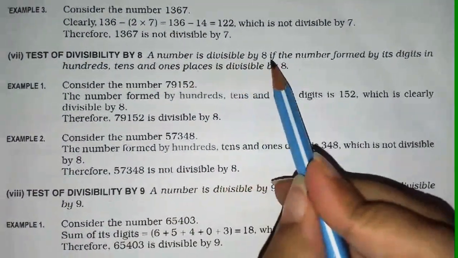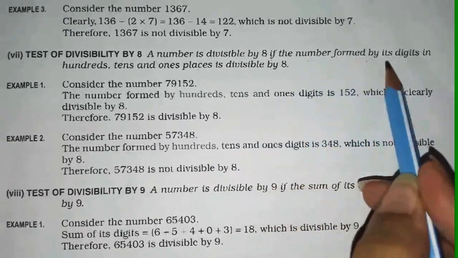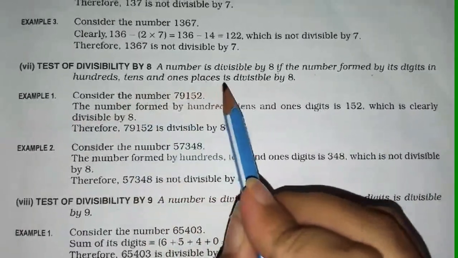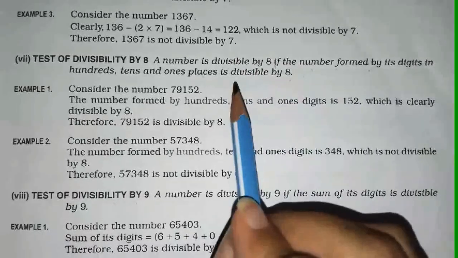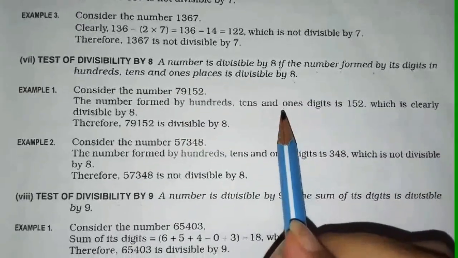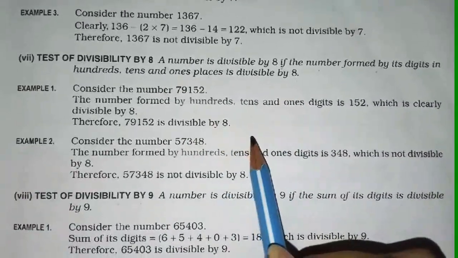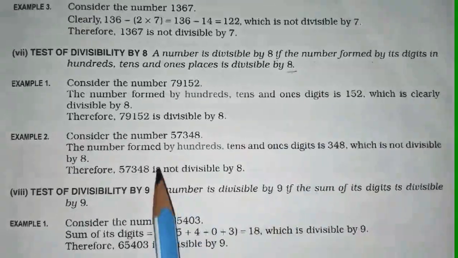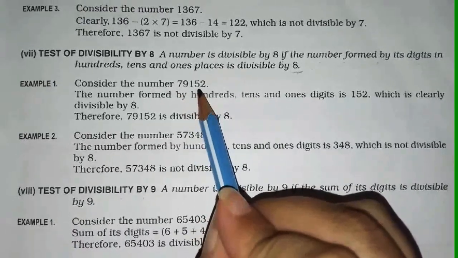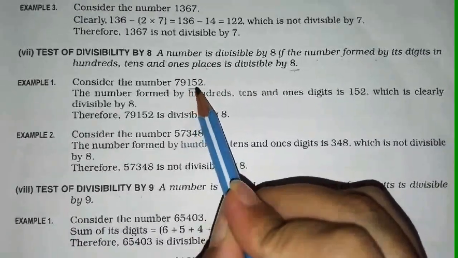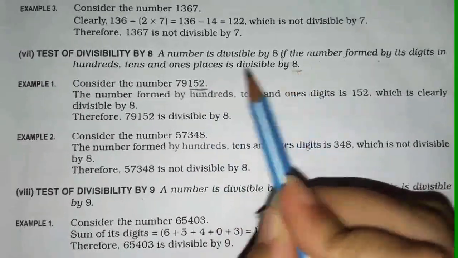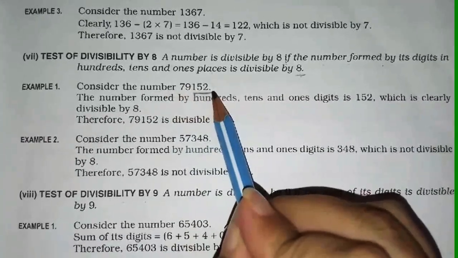A number is divisible by 8 if the number formed by its last digits in the hundreds, tens and ones place is divisible by 8. Divisibility by 8 says that the number formed by the last 3 digits, meaning ones, tens and hundreds, should be divisible by 8. For example, 79,152. Here the last 3 digits are 152. If the last 3 digits are divisible by 8, then the given number is also divisible by 8. So let's check.